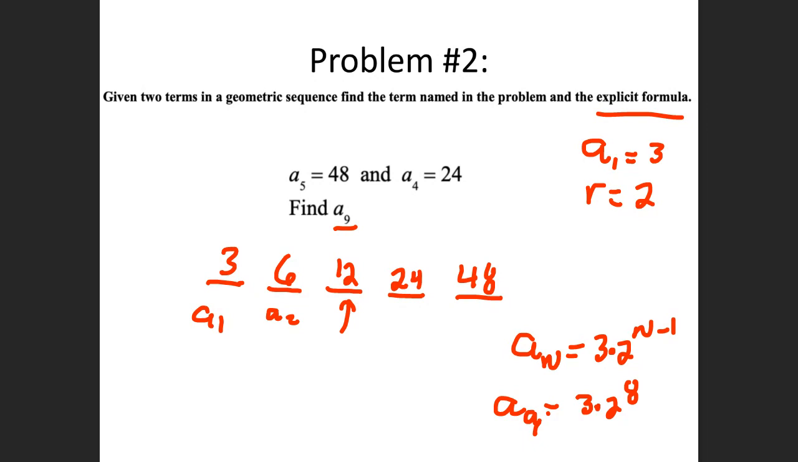I don't want to give you the wrong answer, but if somebody else says, yeah, okay. All right, so we're at 768 here. So a sub 9 is equal to 768. That was a little bit of just thinking about what's happening in this problem. They gave me a sub 5, they gave me a sub 4, so I had to kind of work my way down.